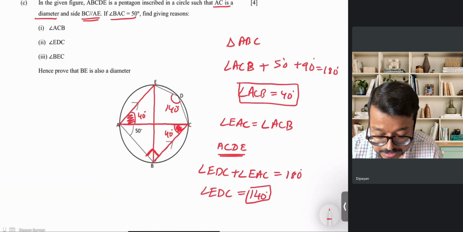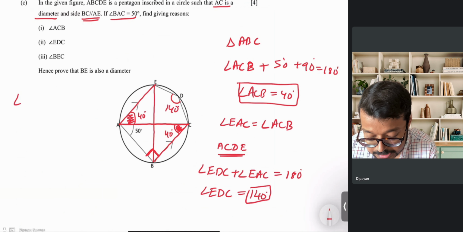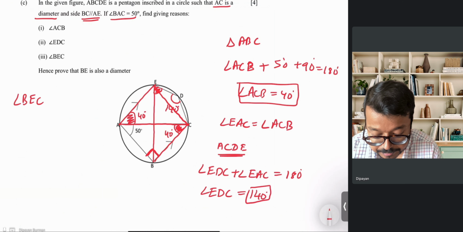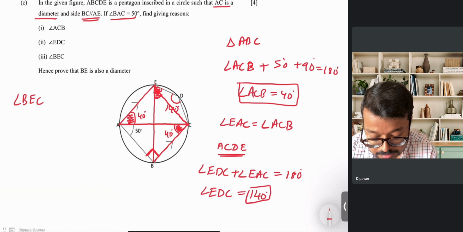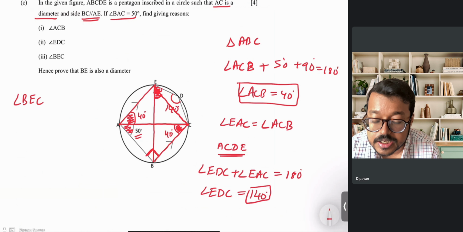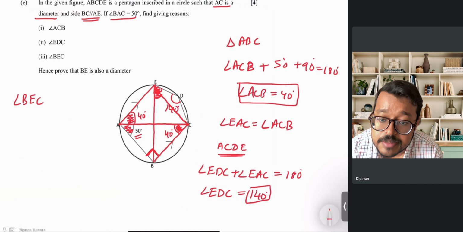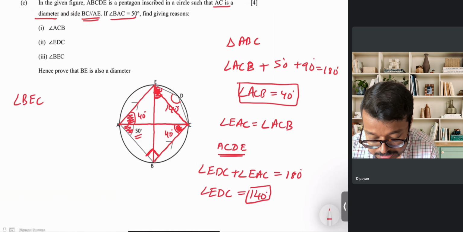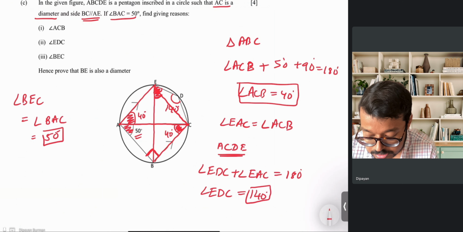Then we need to find angle BEC. Now angle BEC is this angle here. I can join AC, and angle BEC and angle BAC, which is given as 50 degree, are angles in the same segment BC. So angle BEC must be equal to angle BAC, which is 50 degree. So this is the third part.